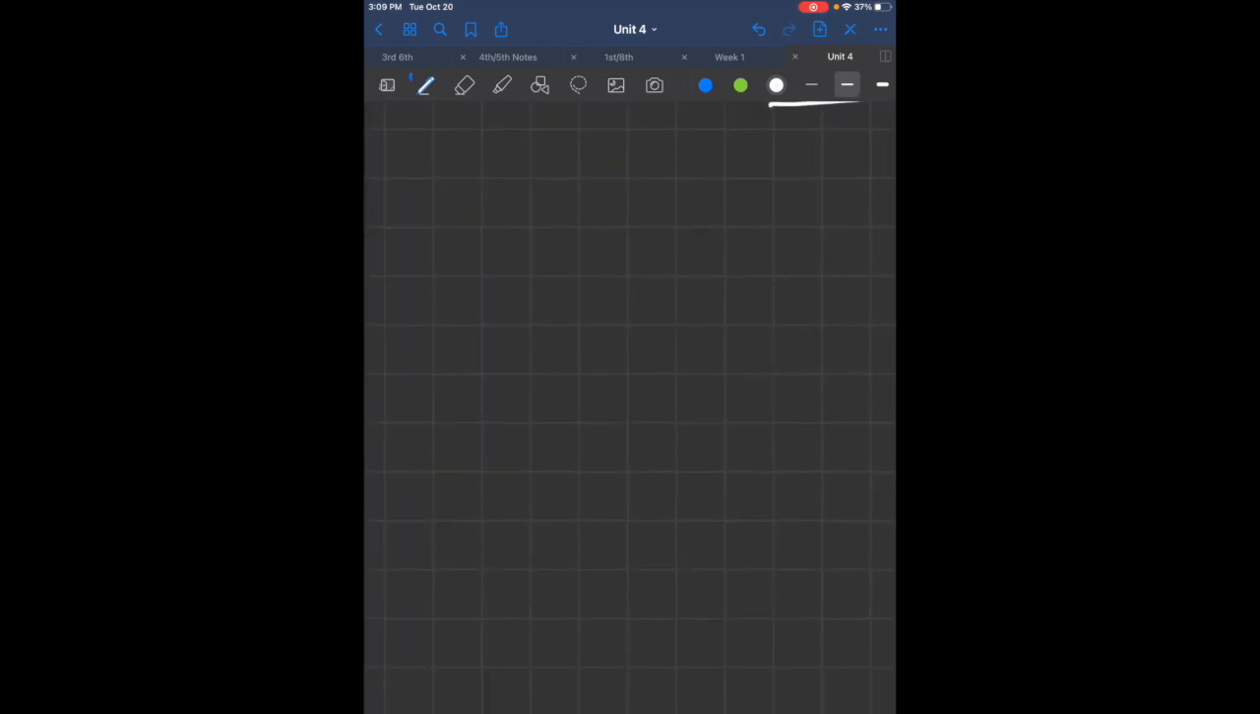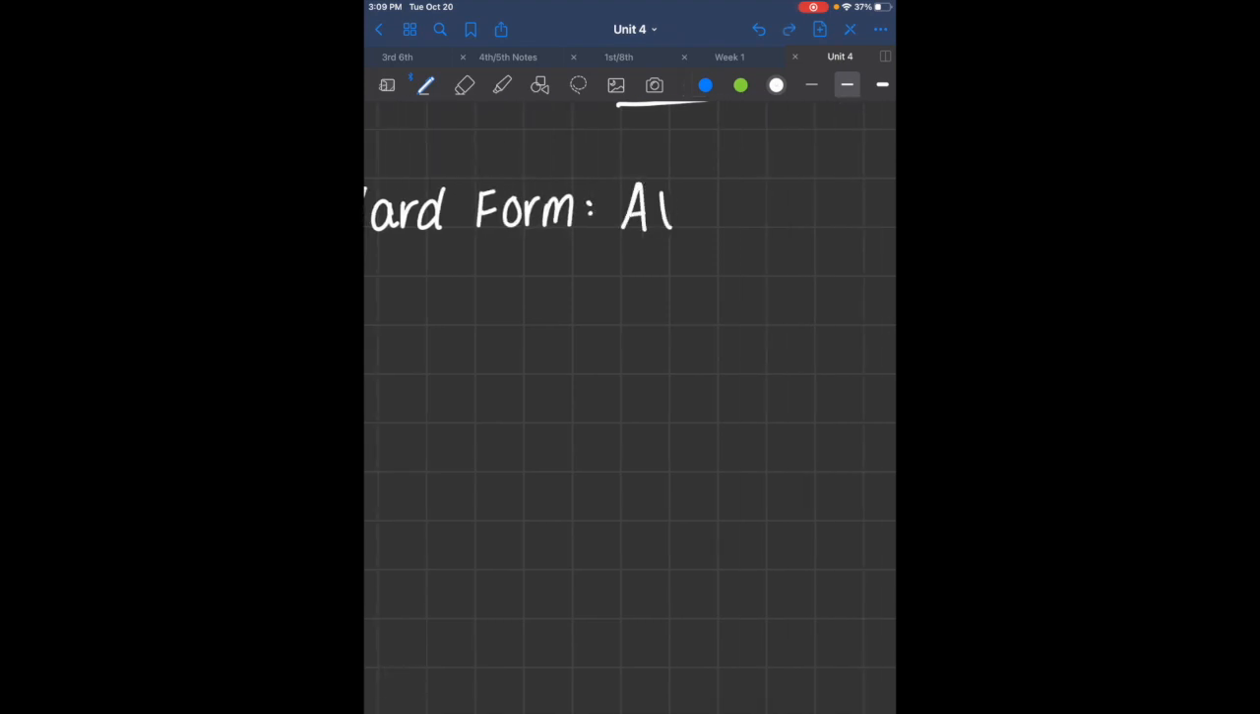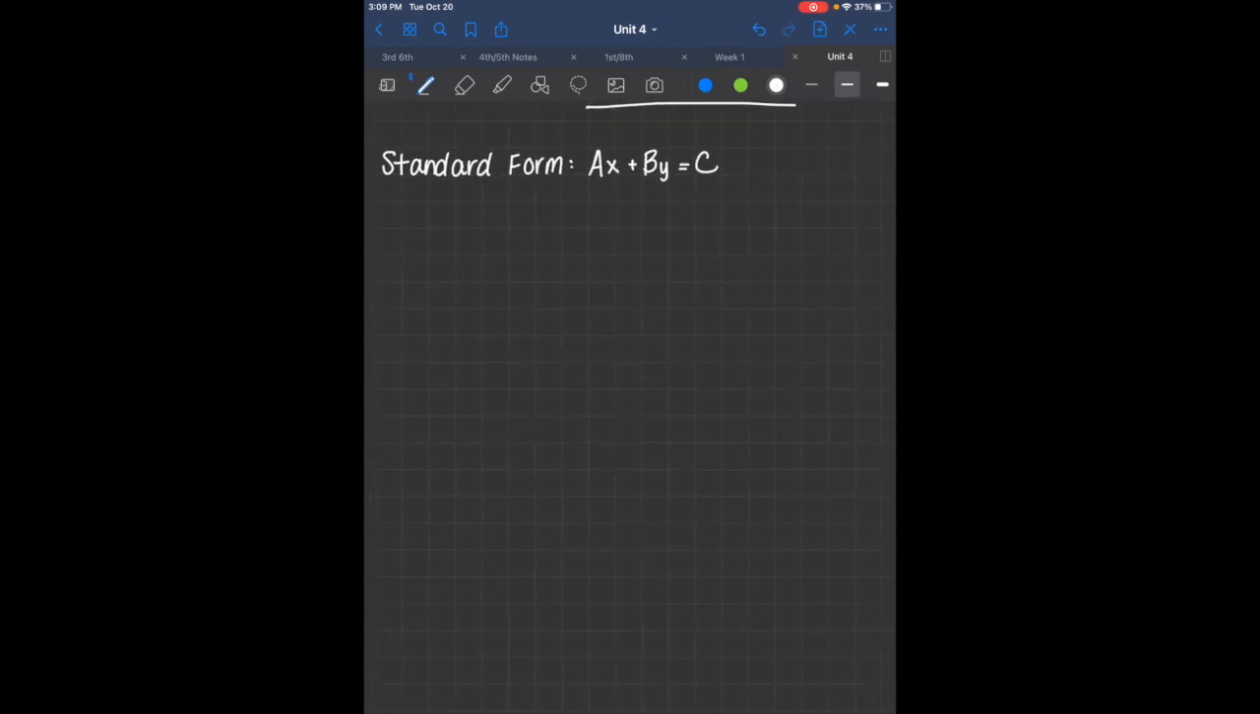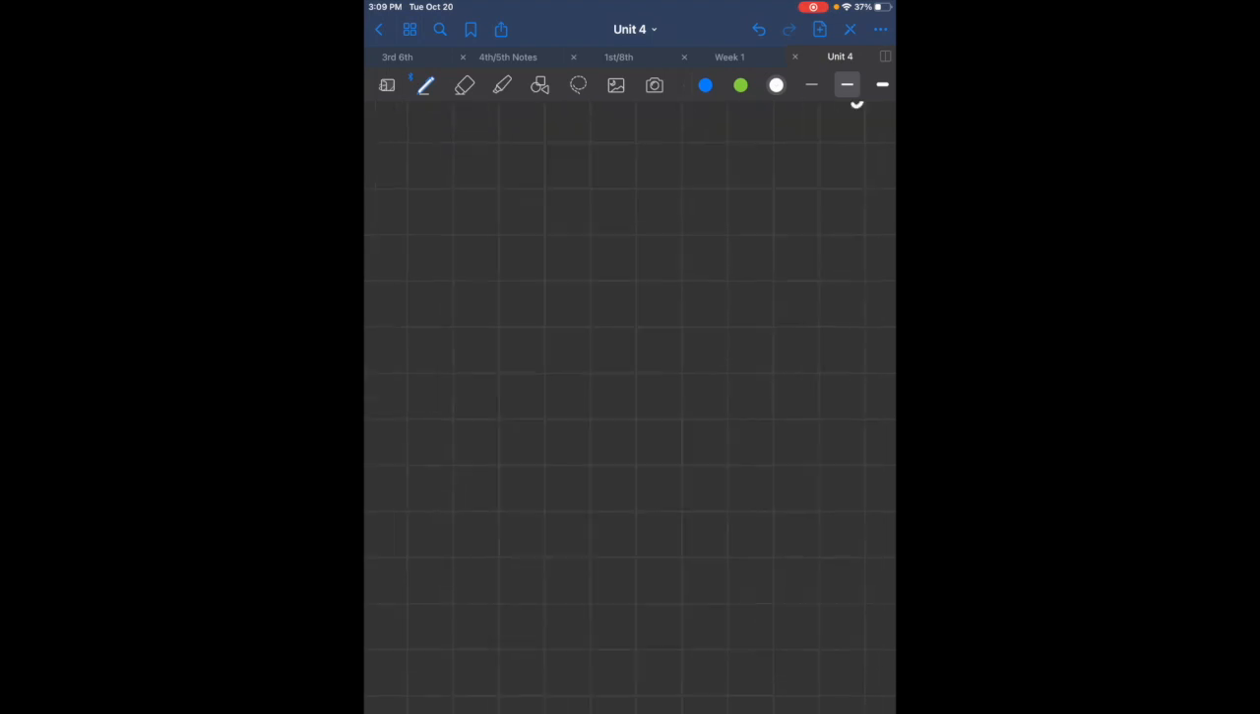All right, graphing functions in standard form. So standard form is ax plus by equals c, where a, b, and c are constants, which means they're numbers.